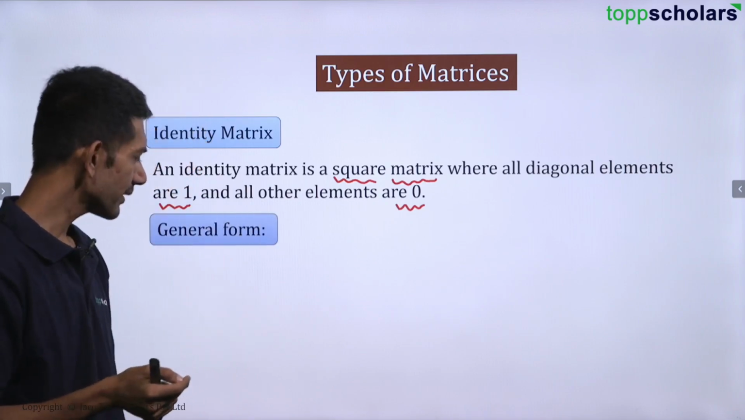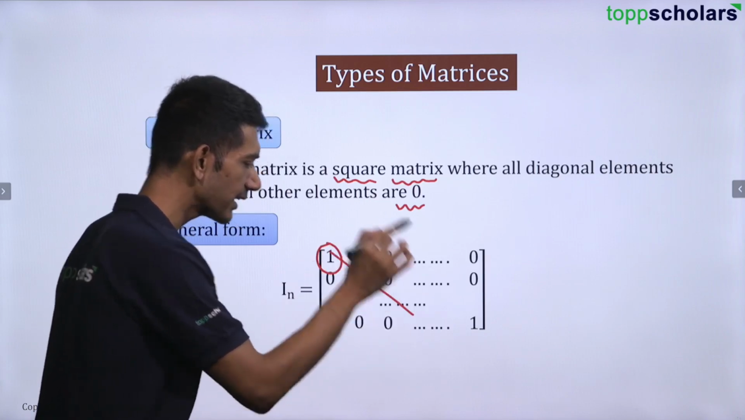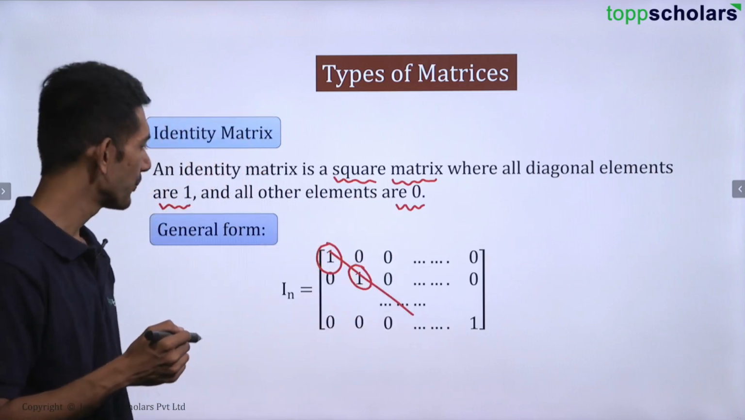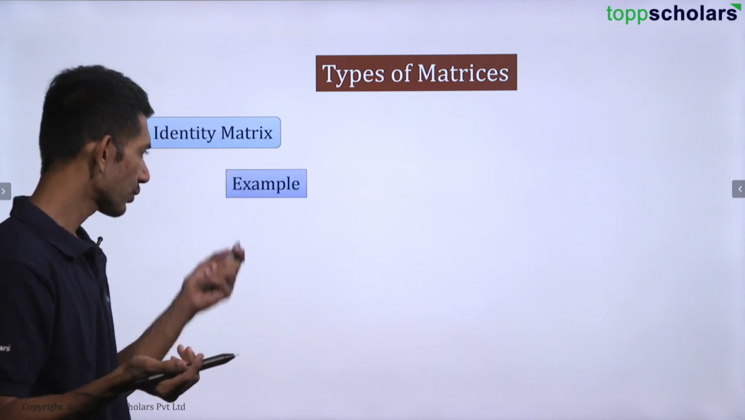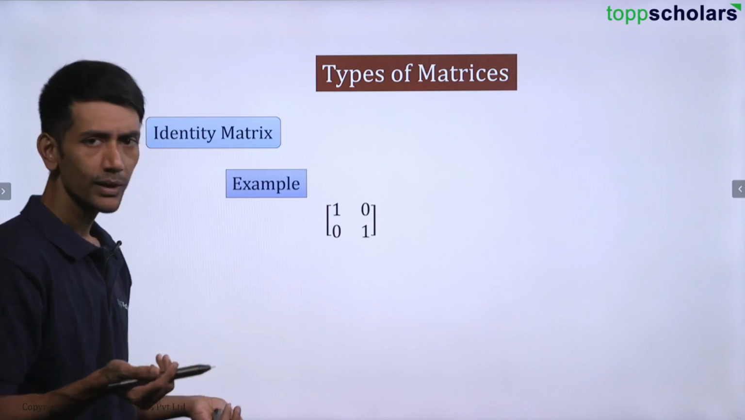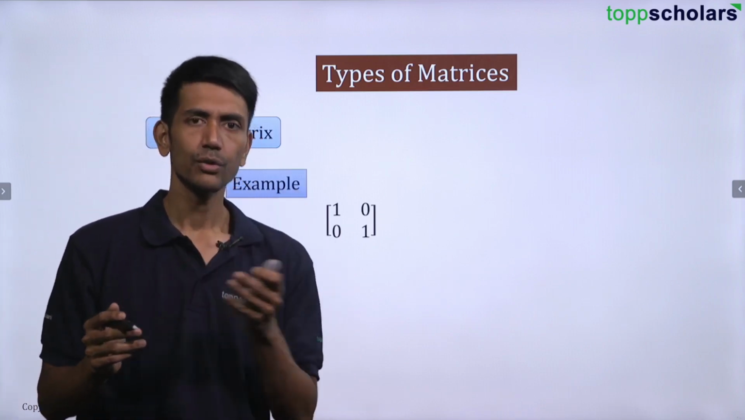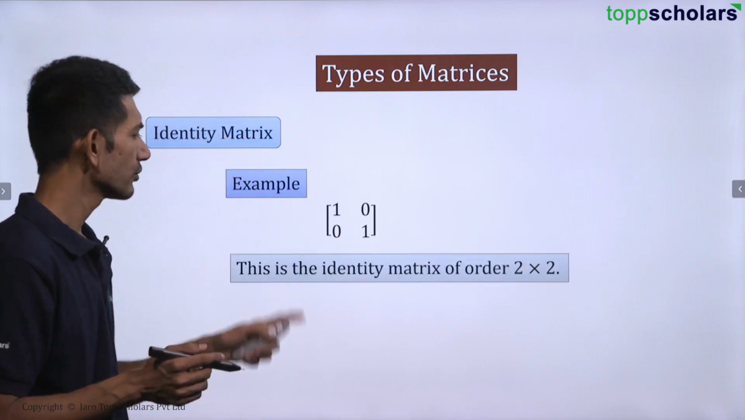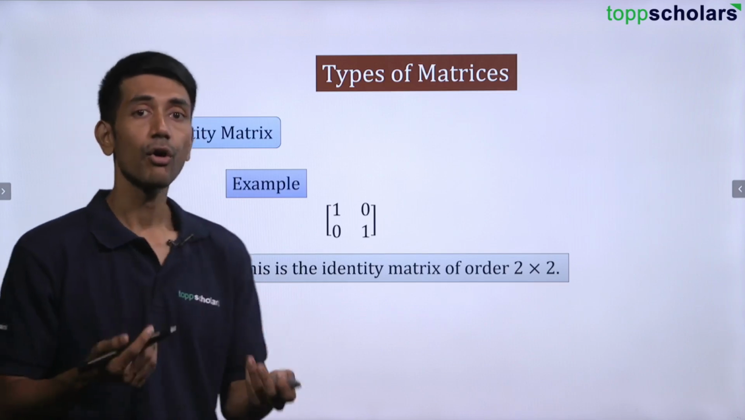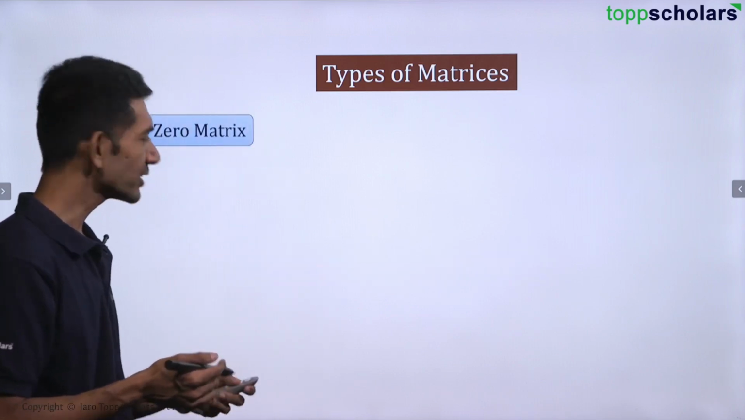So it is simple, isn't it? The general form will look like this: 1, 1 and so on diagonally. Other elements are 0. And 1 is obviously a scalar value. Here is an example: 1 0 0 1. Even if you take a 3 by 3 matrix, 1 0 0, 0 1 0, 0 0 1, that is also an identity matrix. So this is an identity matrix of order 2 by 2. Simple? Okay. Now let us talk about the zero matrix.